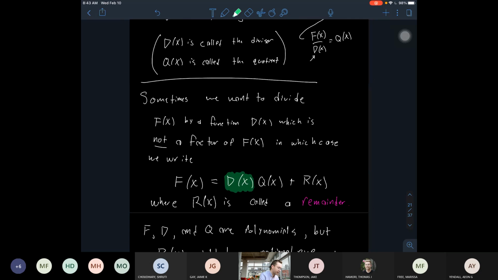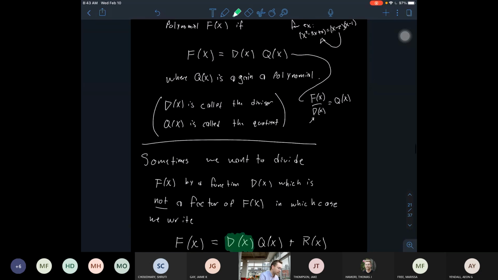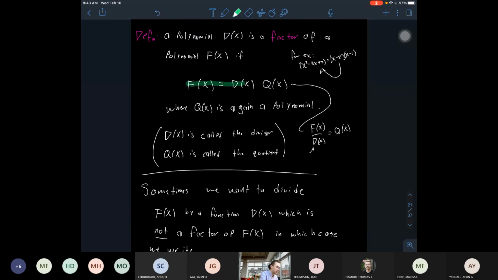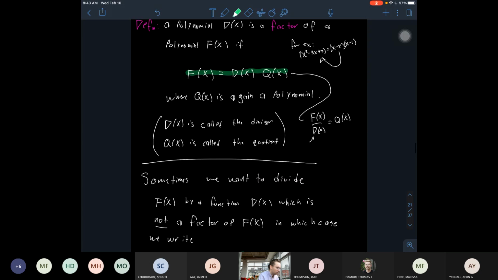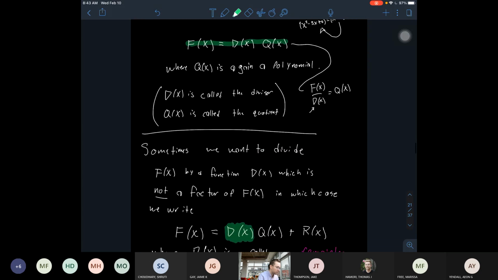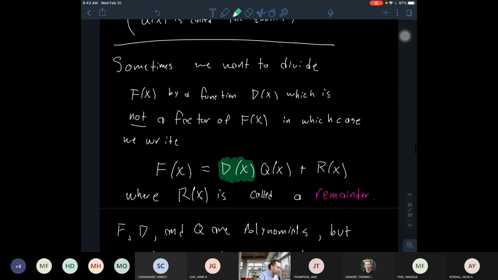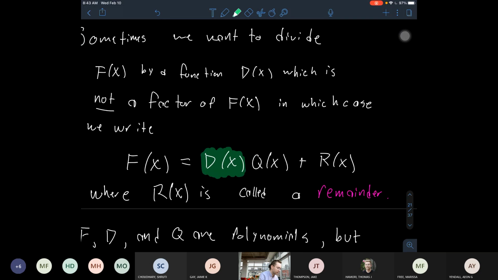If d of x is not a factor, then what is that saying? That's saying that this equation is not true. In other words, we cannot write f of x equals d of x times q of x, where q of x is again a polynomial. Well, if we can't do that, we can do the next best thing, which is to write f of x as being equal to d of x times some polynomial plus a remainder.